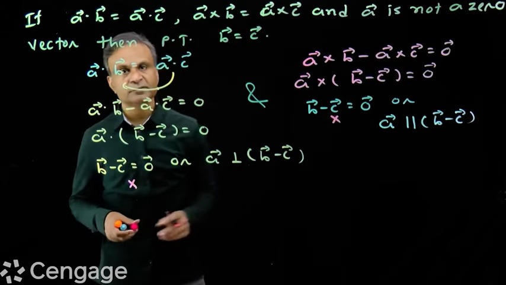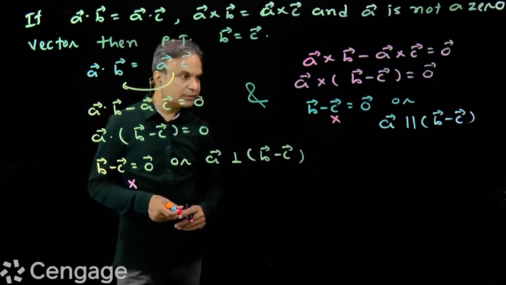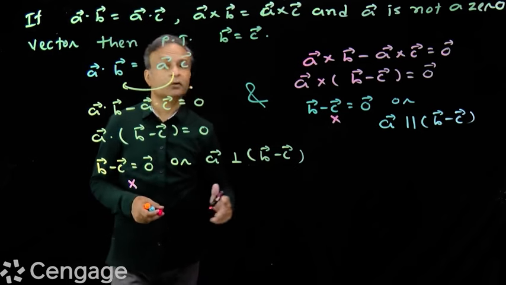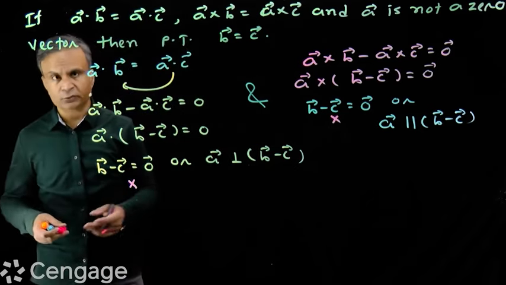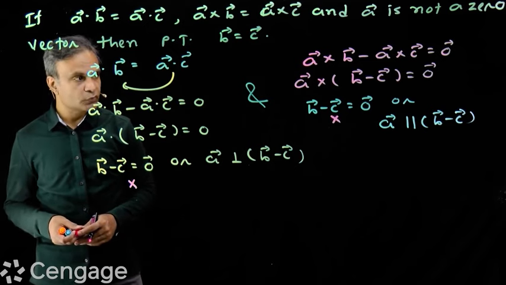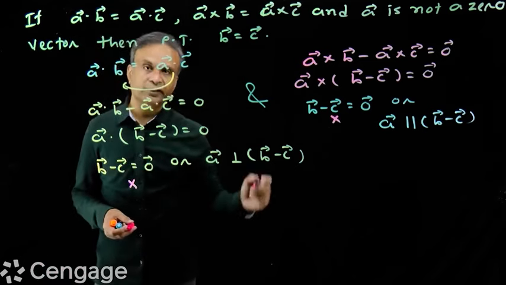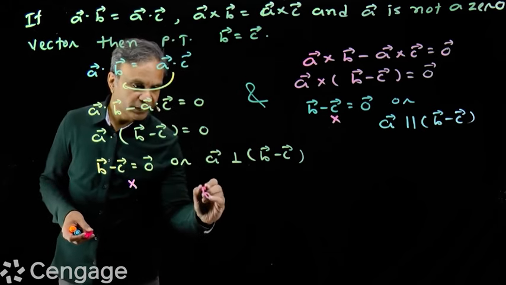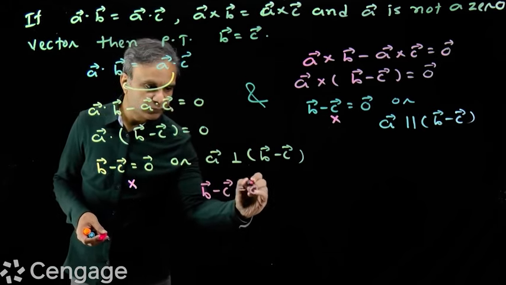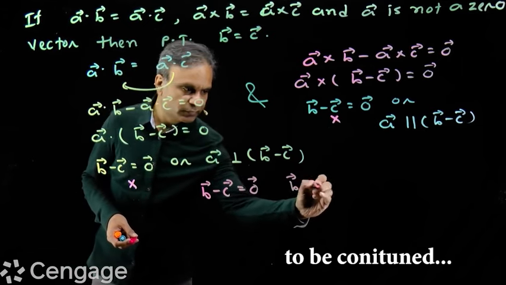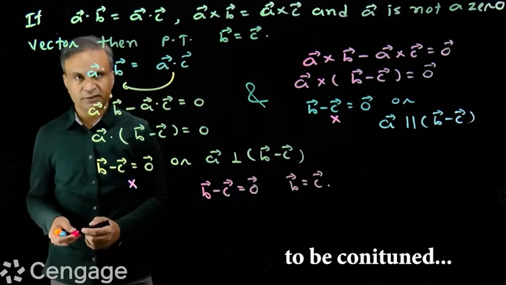Now certainly this is not possible. Simultaneously A can't be perpendicular and parallel to B minus C. एक साथ तो ये नहीं हो सकता. Okay, so we can't have B minus C not equal to 0. Definitely we will have B minus C is equal to 0, so vector B will be equal to vector C. ठीक है ना?